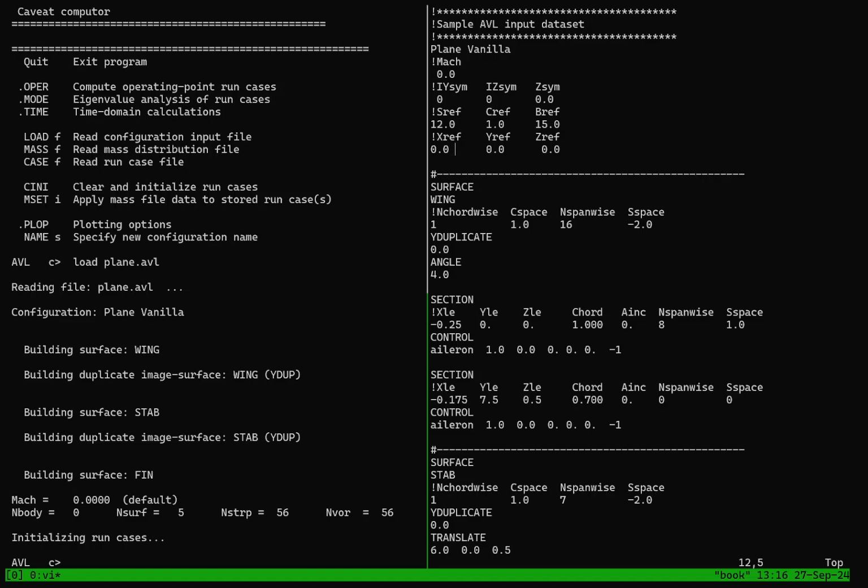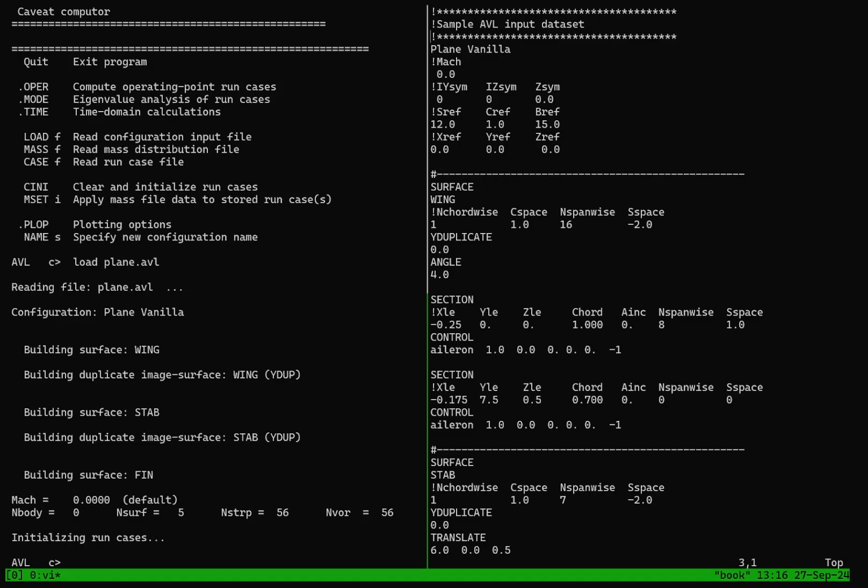Can you add comments, like with the hashtag, to the text file, just to take notes? Yeah, you can add comments with an exclamation mark. Every line starting with an exclamation mark is going to be ignored. I don't remember if you can add comments at the end of a line, but I think these lines are also going to be ignored, so you can do it that way.